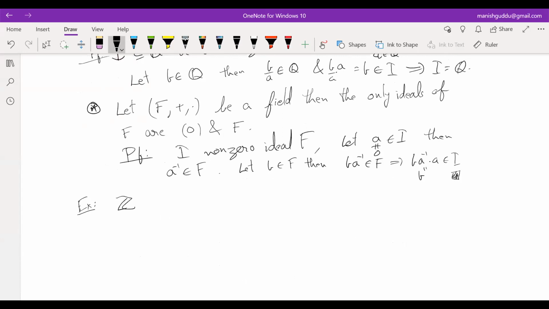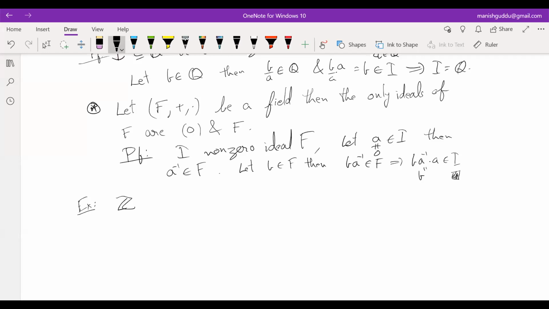Then comes the rationals, then the reals, and complex numbers are the easiest to understand in algebra. Hopefully by the end of this course, or at least by the end of next semester, you will be convinced of this fact. For instance, just in the sense of ideal theory, you can see that Q has only two ideals, and so would R and C.